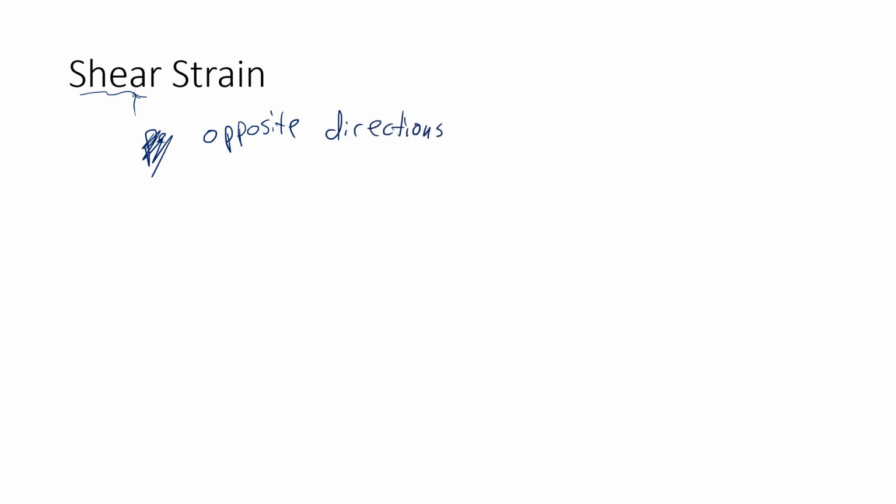So if you have a box right here, you have one force that's pushing it this way, one force that's pushing it this way. It's going to deform slightly. It's going to turn into a parallelogram type shape. All right, like a book, right? When you're sliding a book on the table, it'll do something like this.